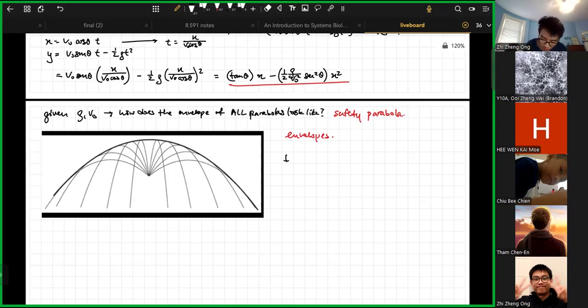Something else about this function is that, let's just write the contour for this. Suppose I only talk about one parabola. Now I want to find the equation for the safety parabola. The goal here is to derive this black line, this safety parabola. How do you do that?